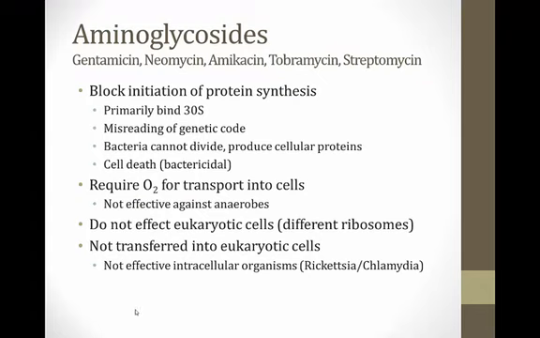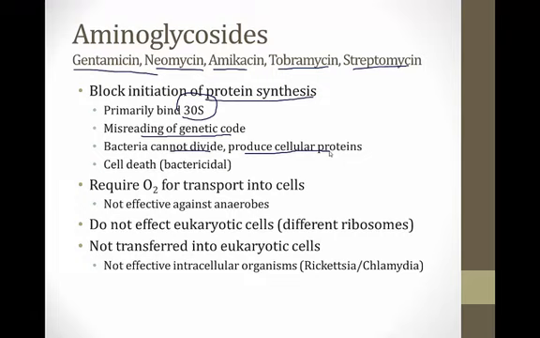Now let's talk about the different antibiotics one at a time. The first group are the aminoglycosides, and this includes medications like gentamicin, neomycin, amikacin, tobramycin, and streptomycin. All of these drugs work by blocking the initiation of protein synthesis, and they do this primarily by binding the 30S subunit of the bacterial ribosome. This causes misreading of the genetic code, so the bacteria cannot divide and they can't produce cellular proteins.